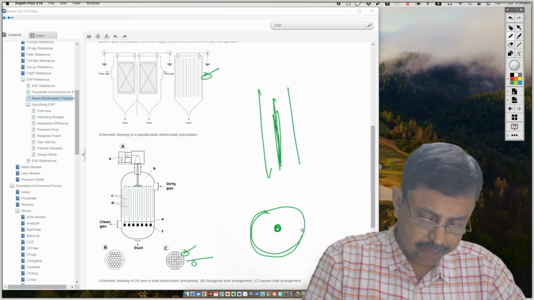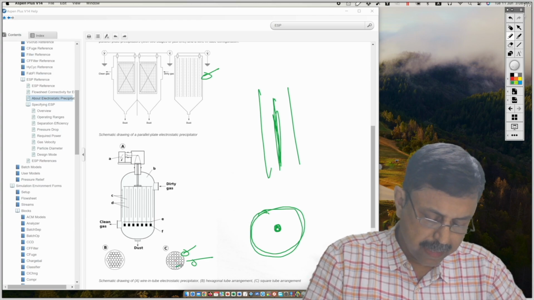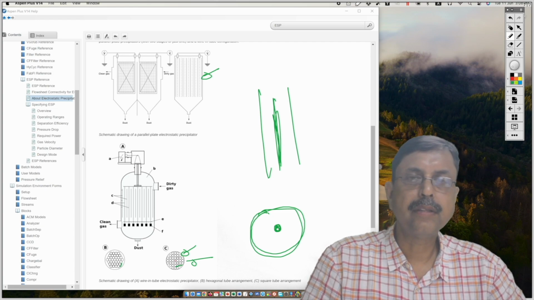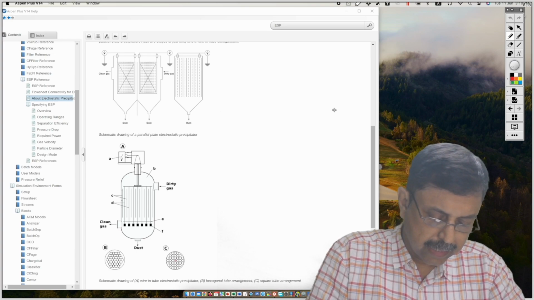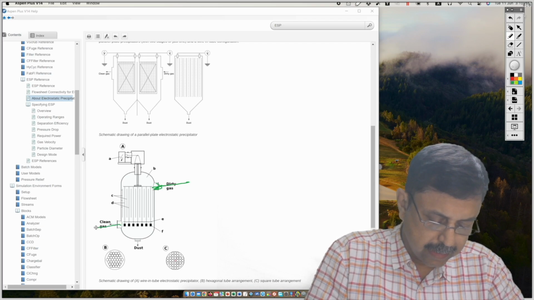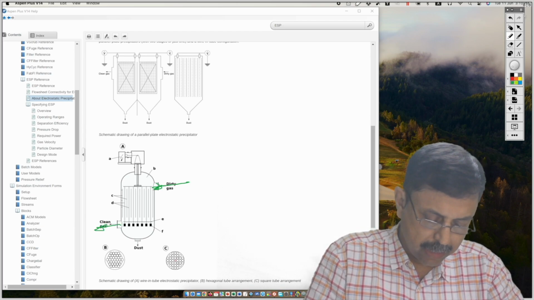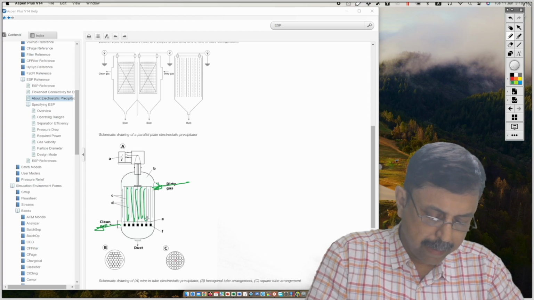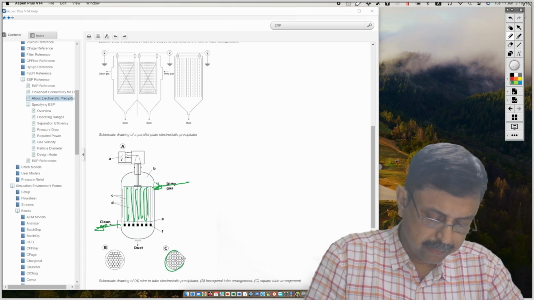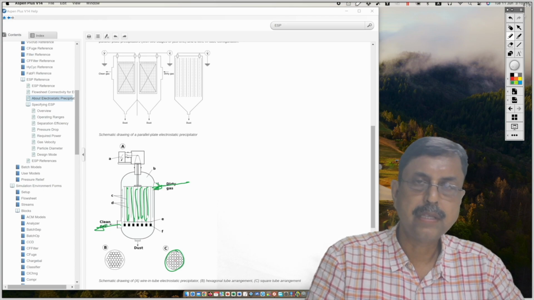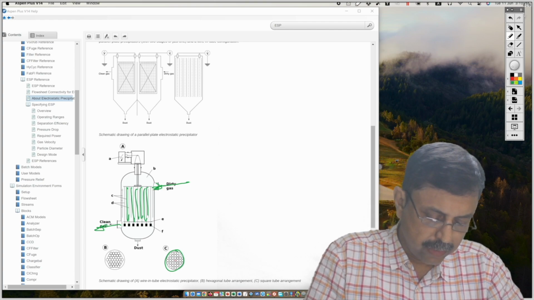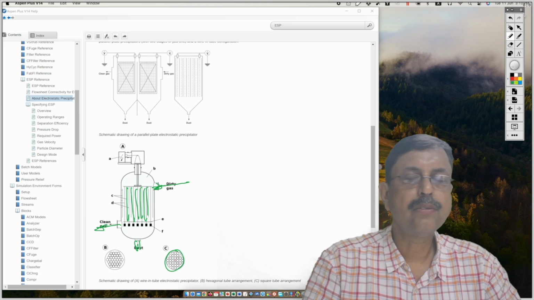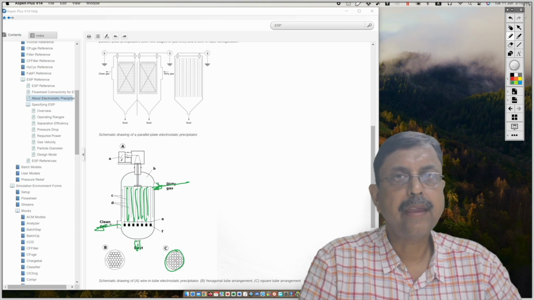These tubes can be in either a square arrangement or a hexagonal arrangement, based on the requirement of the end user. So the arrangement is something like this. The dirty gas enters at one end and the clean gas gets released from the other end. In between, there will be these parallel plates, or this tube and wire type of arrangement, which are actually the electrostatic precipitator configurations, and dust will be collected at this end. That's how these electrostatic precipitators are designed and used.